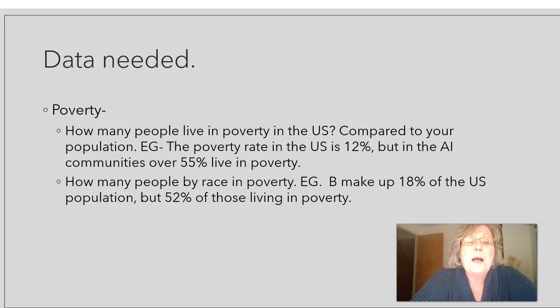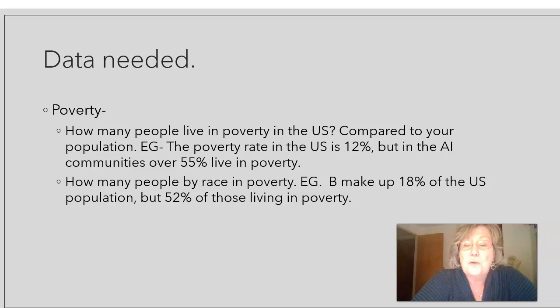So, for example, if poverty or socioeconomic status were one of your risk factors, you would need this type of data. You have to show disparity in your population compared to the United States. One way to show that poverty disparity is, there's two ways here. The first way is how many people live in poverty in the US and then compare it to your population. The example on the screen says the poverty rate in the US is 12%, but in the American Indian communities, over 55% of them live in poverty.